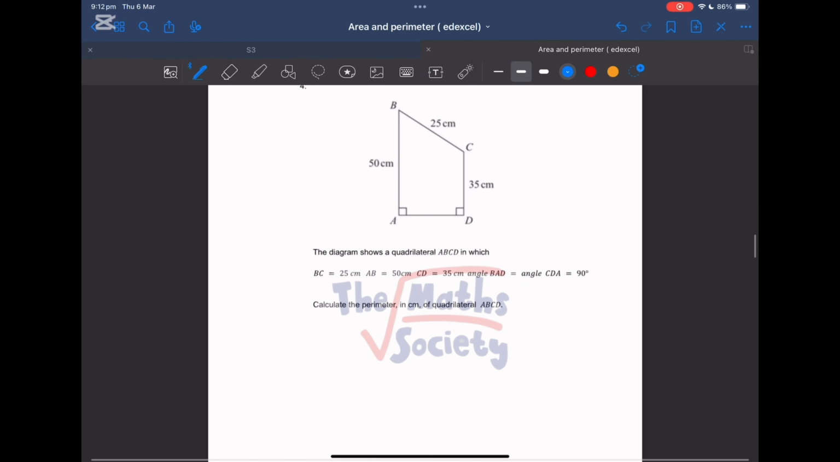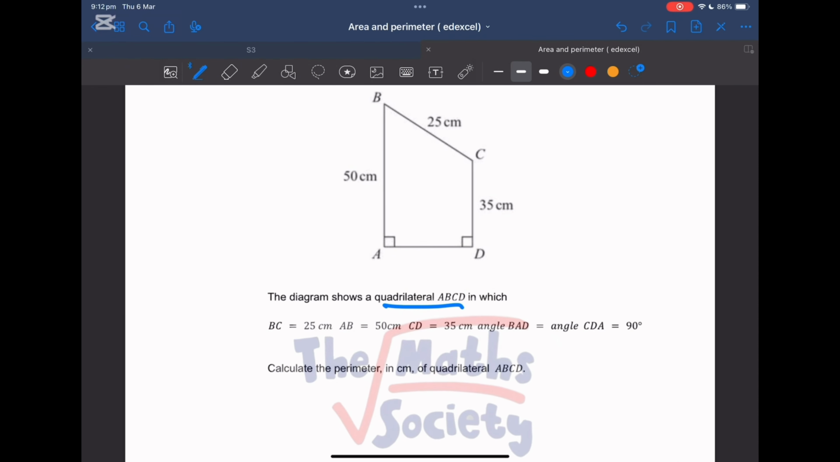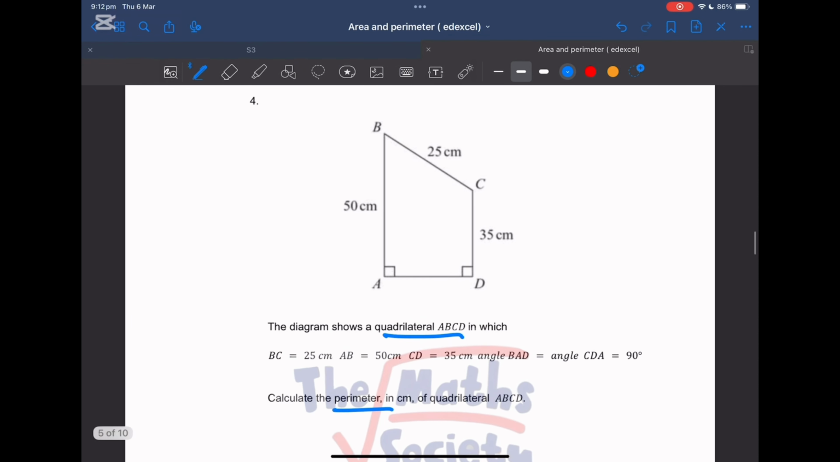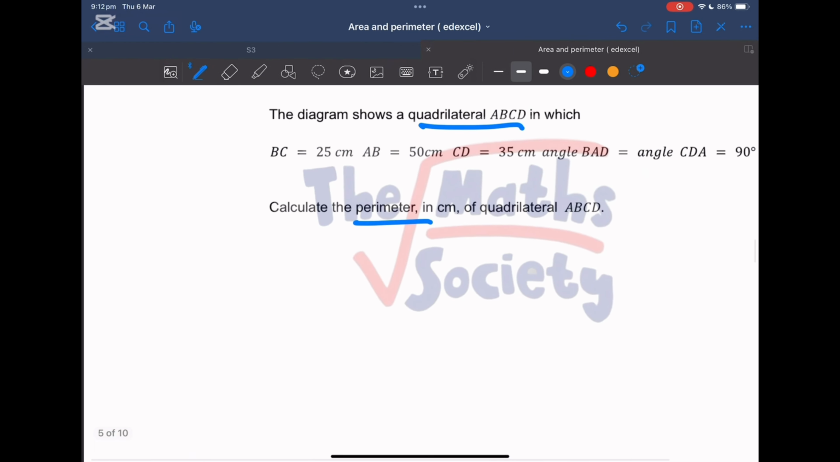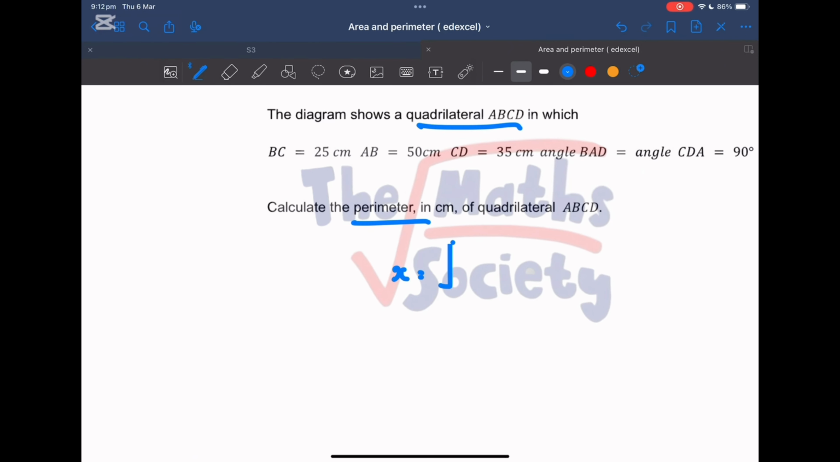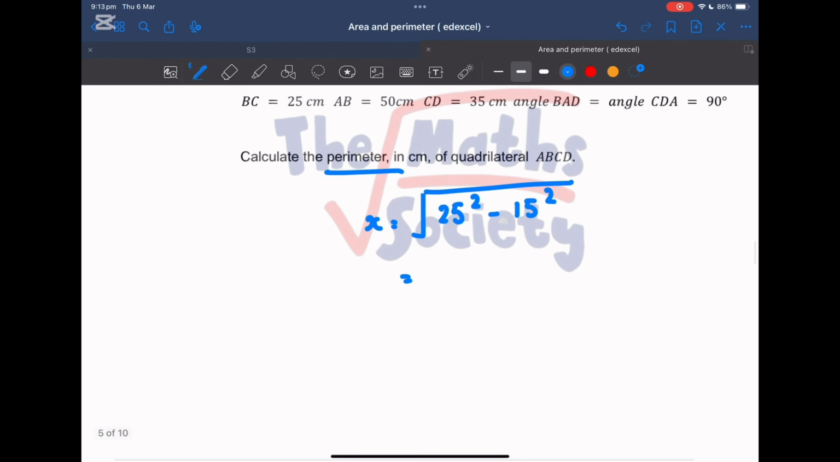Number 4 says the diagram shows a quadrilateral, and calculate the perimeter in centimeter of quadrilateral ABCD. First we don't know the length of AD, so we can find it using the hypotenuse formula. 35 minus 20 is where you get 15 centimeter. Let's call the unknown x. So x would equal the square root of 25 square minus 15 square, which will give you an answer of 20 centimeter. So we now know that this is 20 centimeter.